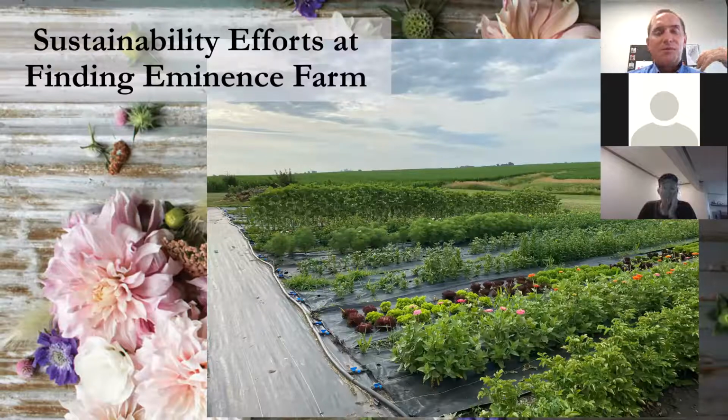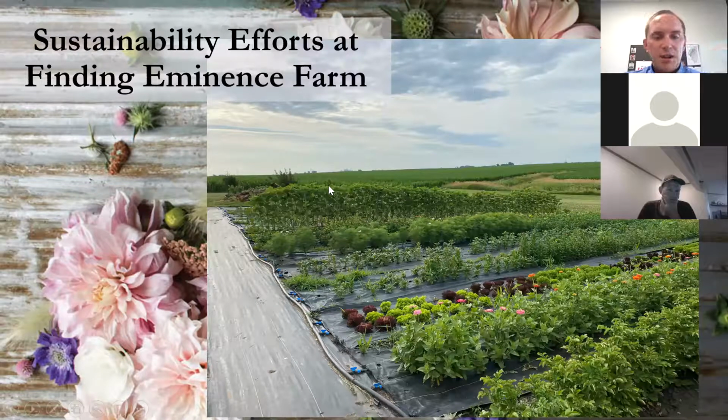So the reason I point this out is that context is important, right? What's sustainable for me is very, very different than what's sustainable for all these people around me farming corn and soybeans on hundreds of acres. So we need to think about sustainability in very different ways.